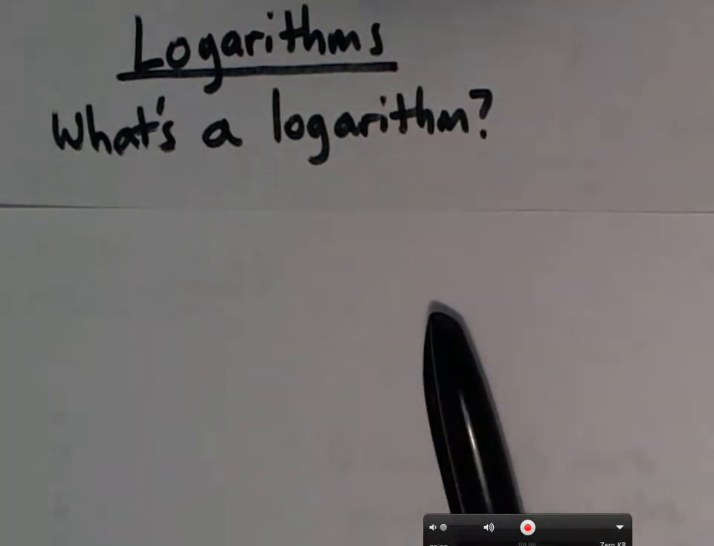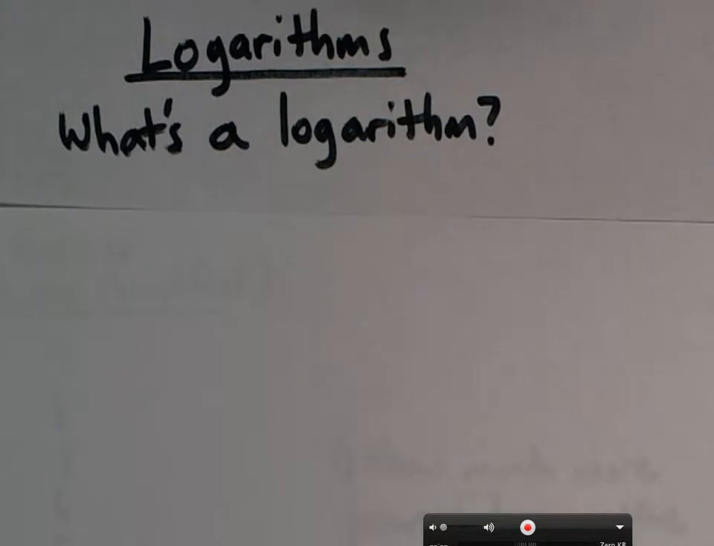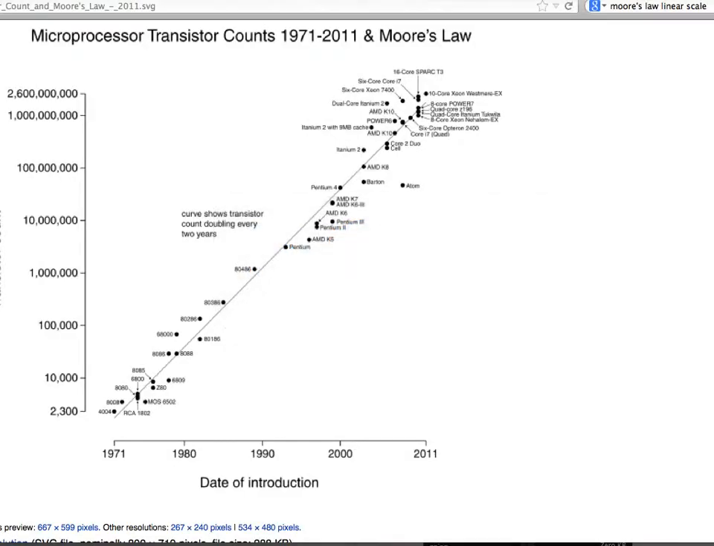Okay, we're talking about logarithms now, and we're going to start off with what's a logarithm? Why do we even need logarithms? To illustrate, we talked about in Moore's law how the number of transistors that you could fit on a chip has been doubling pretty much every 18 months since 1971. But you can see on that scale on the left-hand side that if we went with a linear scale, the graph would shoot upwards so fast that we wouldn't really be able to see what's going on.